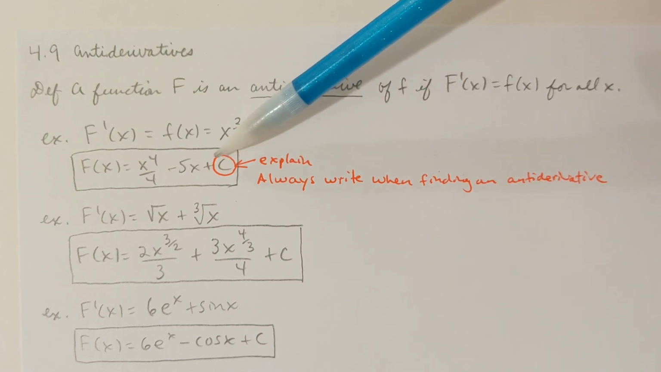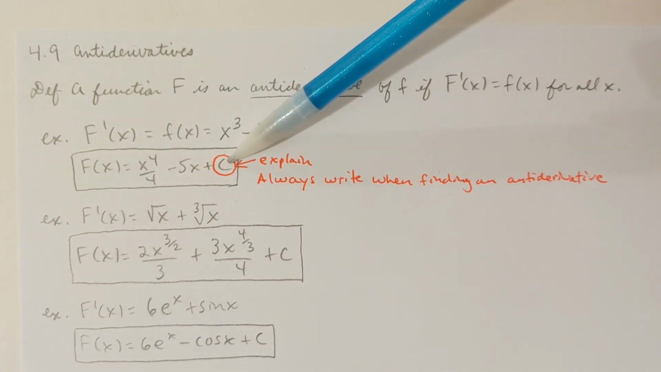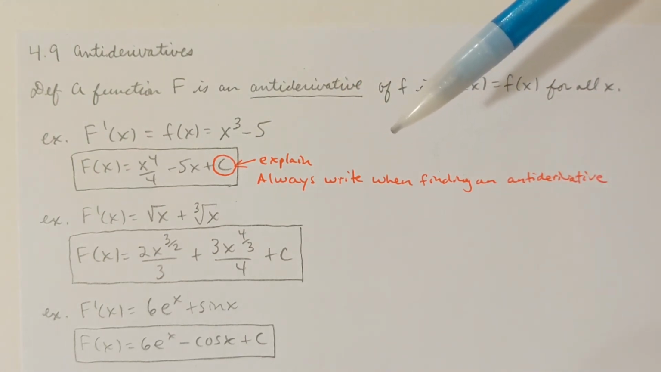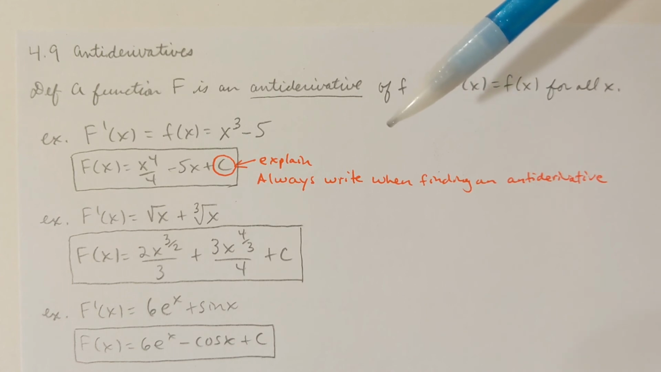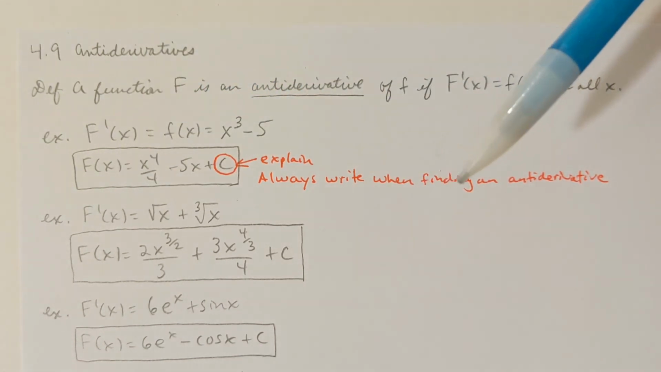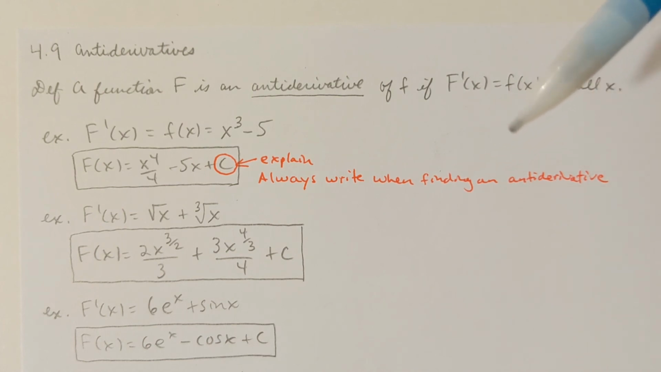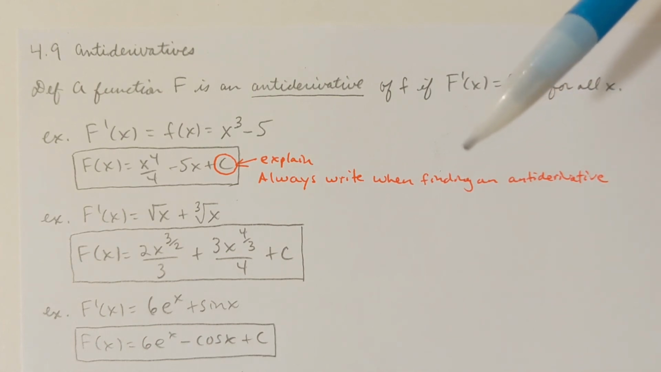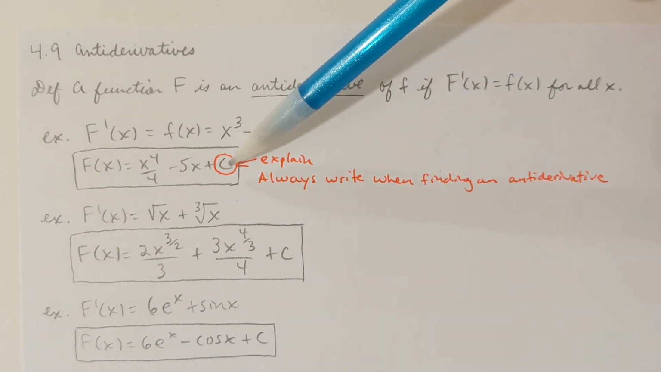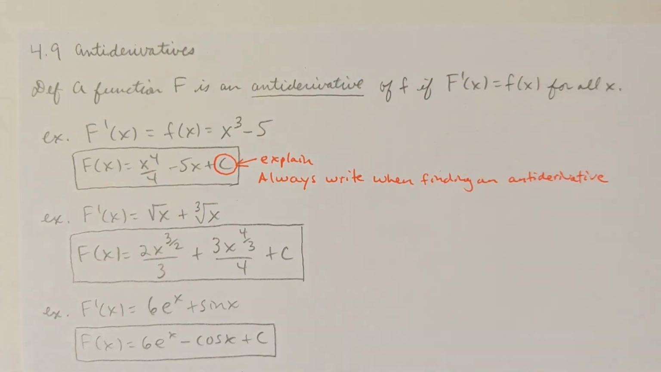Now, here's the thing. In my answer, I've got a plus C. C is a constant, and we know that the derivative of a constant is always 0. We sometimes call this the general antiderivative. We'll talk about what's called a particular antiderivative shortly, but a general antiderivative is really just a general case, where you differentiate a constant and you get 0. It doesn't matter what the constant is.